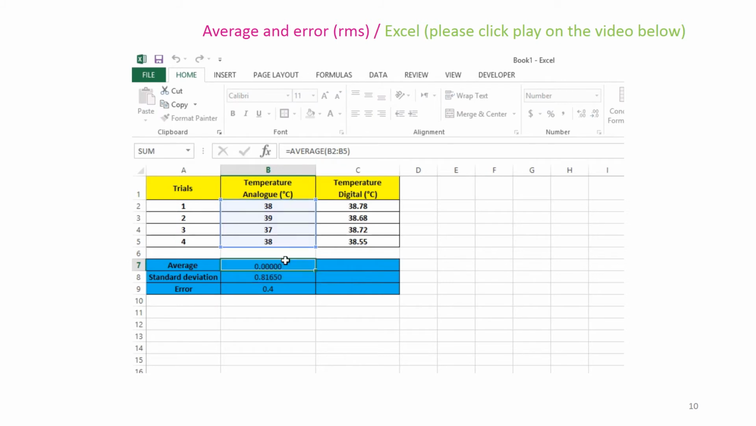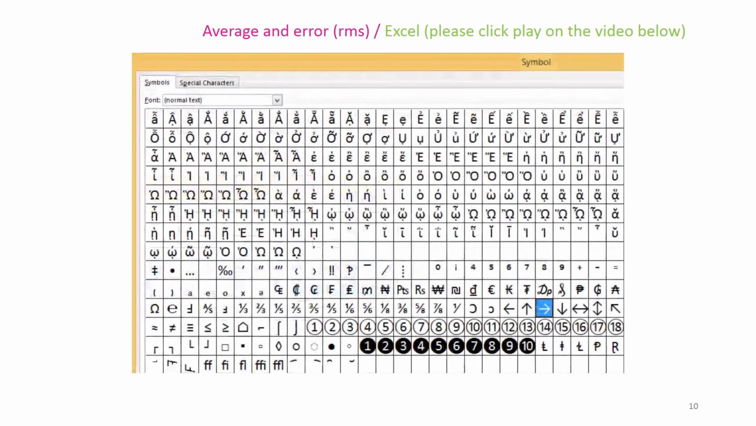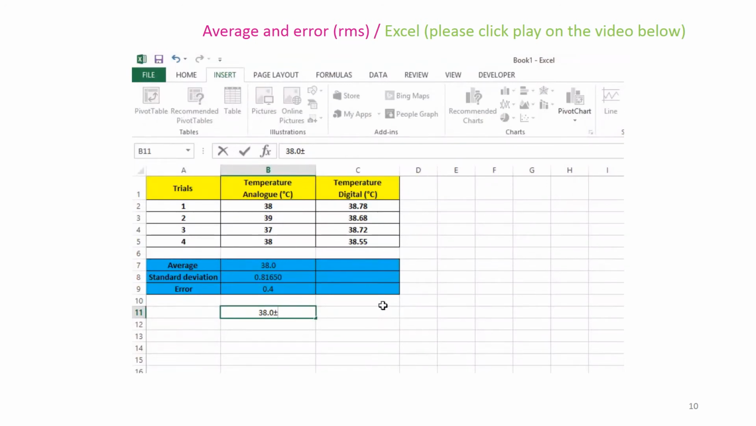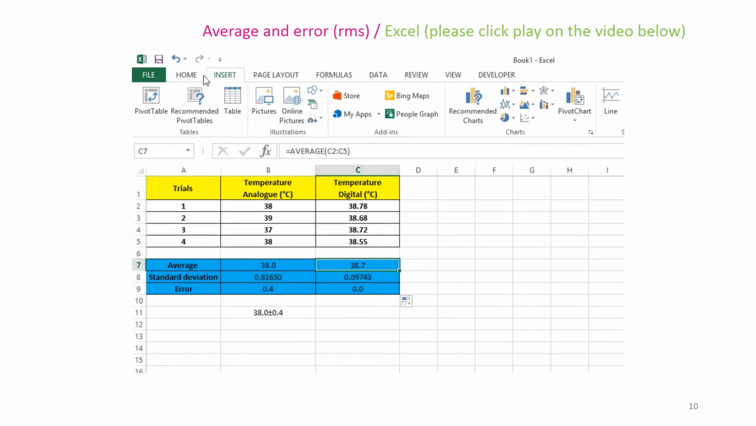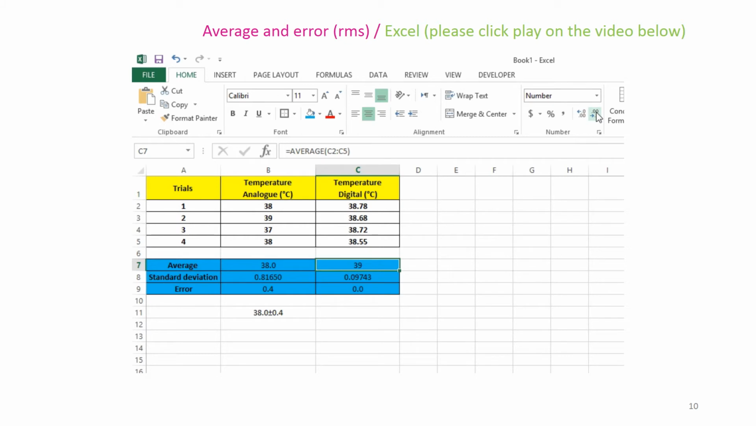So here also you have to remove the zeros until you have 1 decimal place. Perfect. So your final answer will be 38.0 plus or minus. I will add the symbol plus or minus, okay, 0.4. Again, to repeat the same formulas, you don't have to write them down. You just need to drag to the right, and you will get, assume here you have more decimal places, like this, and here also.